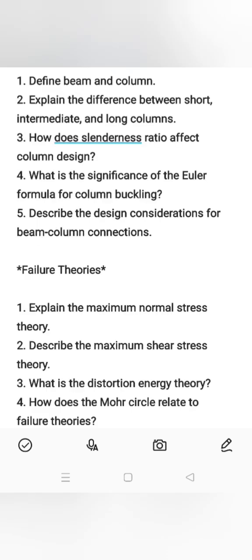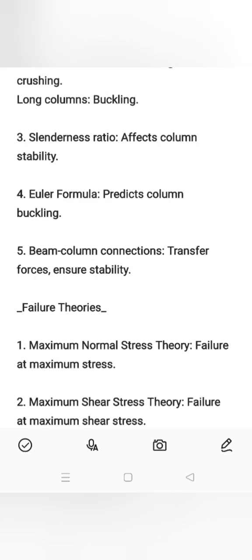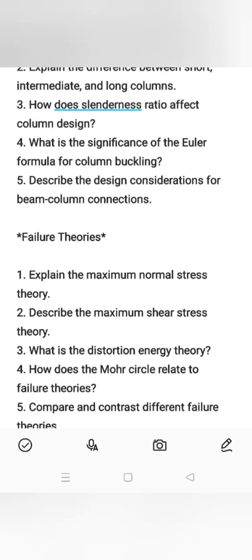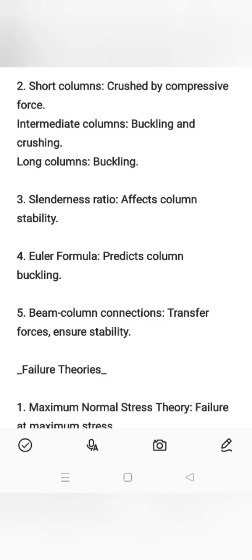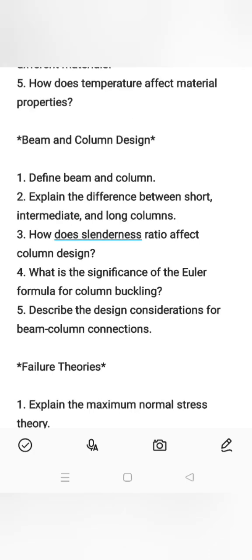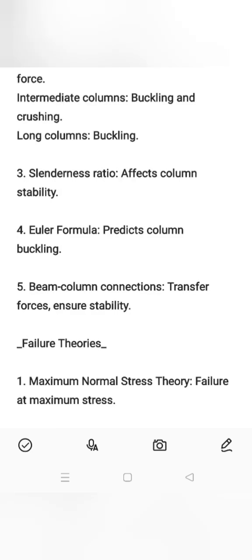How does slenderness ratio affect column design? Slenderness ratio affects column stability. What is the significance of the Euler formula for column buckling? The Euler formula predicts column buckling. Describe the design considerations for beam column connections. Beam column connections transfer force and ensure stability.